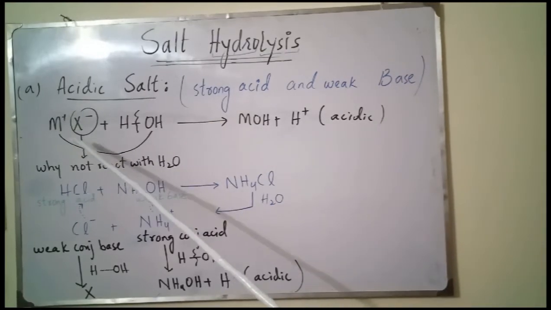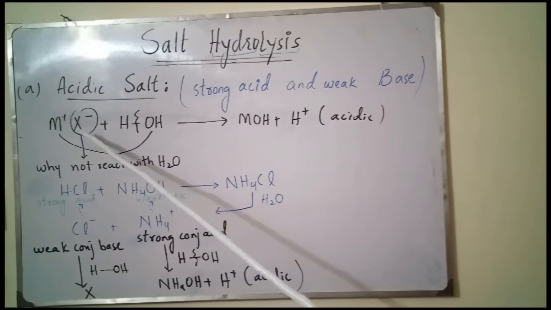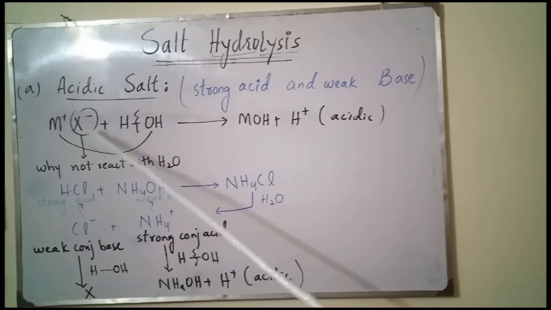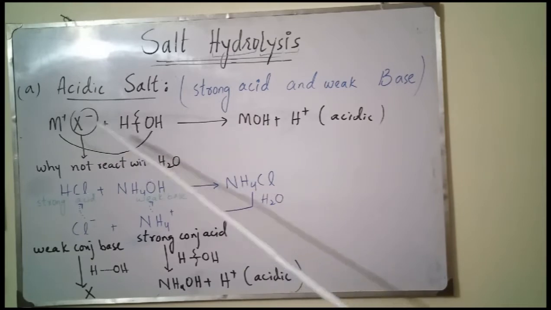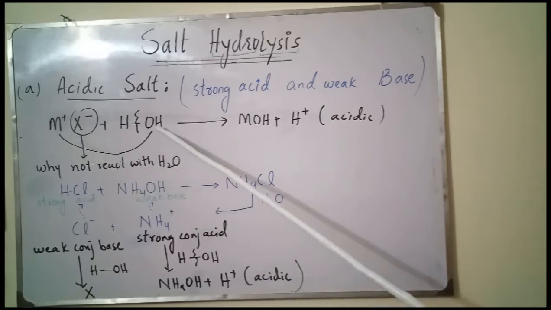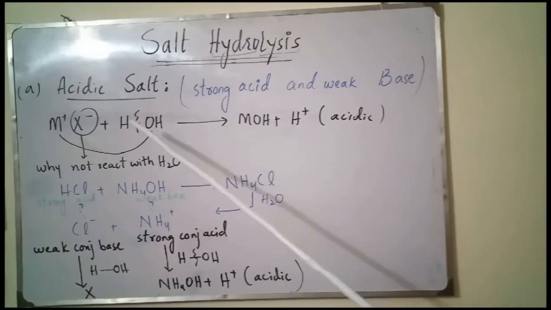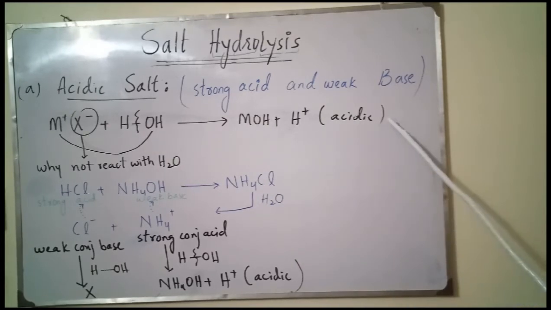I consider the general reaction. This MX indicates the salt. M indicates the positive part of the salt and X indicates the negative part of the salt. When it reacts with water, this is the acidic salt. When this acidic salt reacts with water, only the positive end reacts with OH and produces MOH, and the H positive ion of the water is released, making the solution acidic.